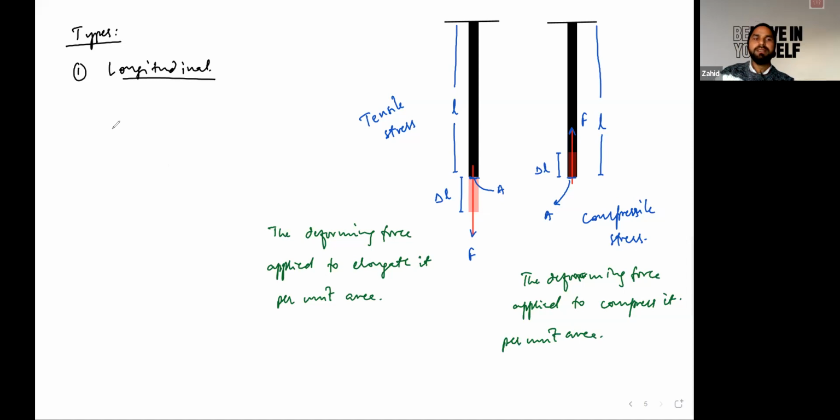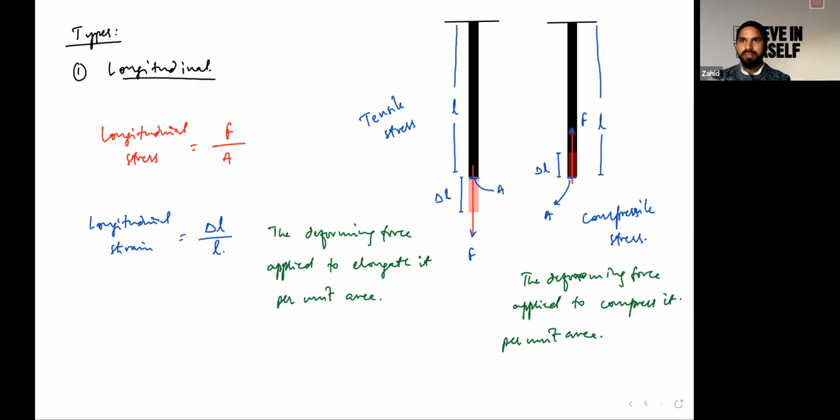So we call it longitudinal stress, which equals deforming force divided by area of cross section. The corresponding change in its length is defined by longitudinal strain, which equals delta L divided by L. Now, according to Hooke's law, if you divide these two terms, you will get the modulus of elasticity.